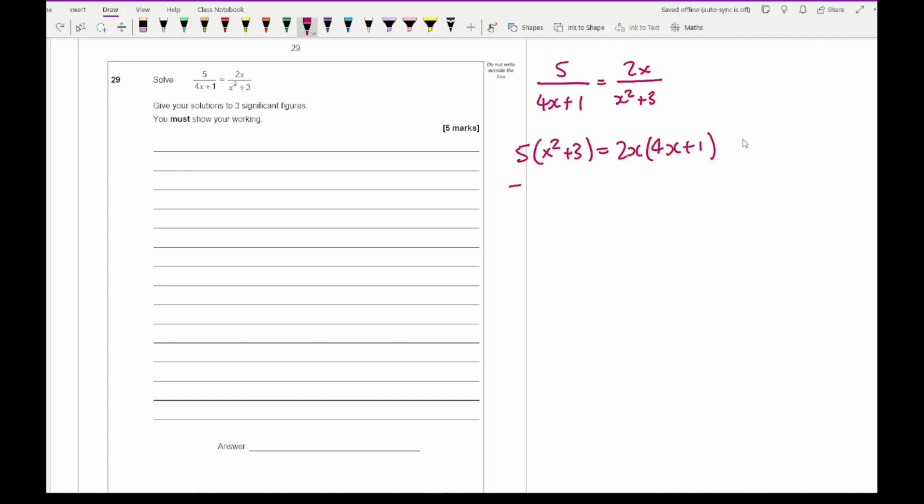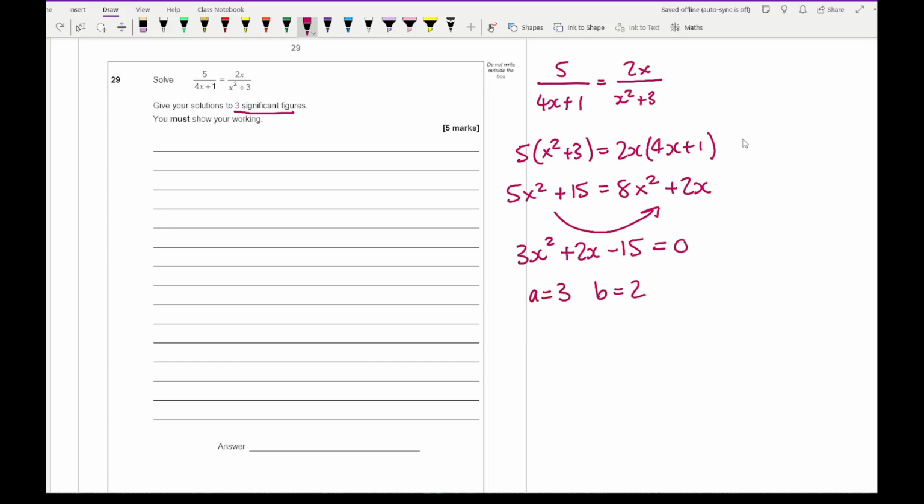So expanding it out, I get 5x squared plus 15 equals 8x squared plus 2x. Then if I take all of this from the left hand side to the right hand side, just so that I'm keeping x squared positive, I get 3x squared plus 2x minus 15 equals 0. Now because it's asking me to give my answer to 3 sig fig, I'm going to assume that this is not going to factorize. So I need to use the quadratic formula. So a equals 3, b equals 2, and c equals minus 15.